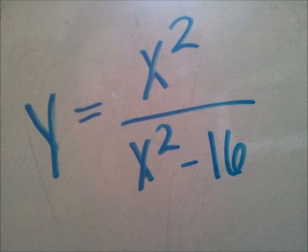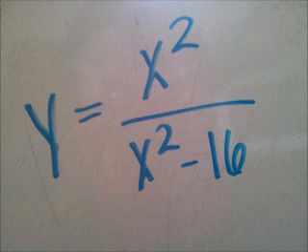To find my vertical asymptotes, I set the denominator of my equation equal to 0. x squared minus 16 is the denominator, so x squared minus 16 equals 0. I add 16 to both sides to get x squared equals 16. And then I square root both sides to get x equals plus or minus the square root of 16. The square root of 16 is 4, so I have vertical asymptotes at x equals negative 4 and x equals 4.